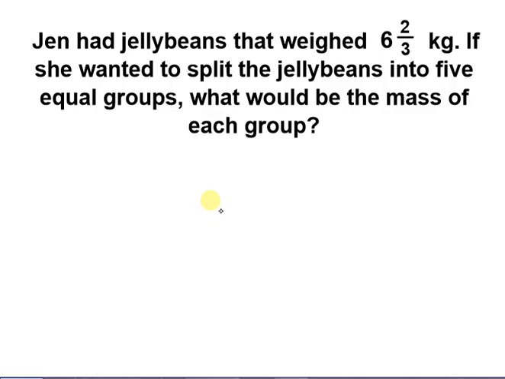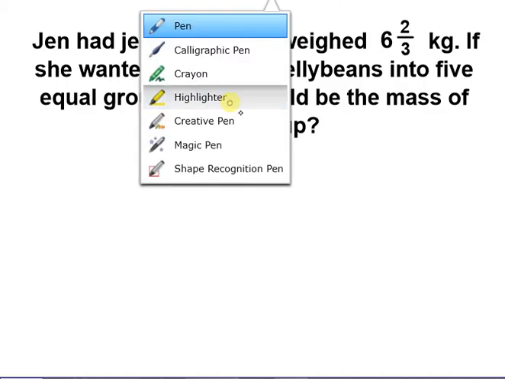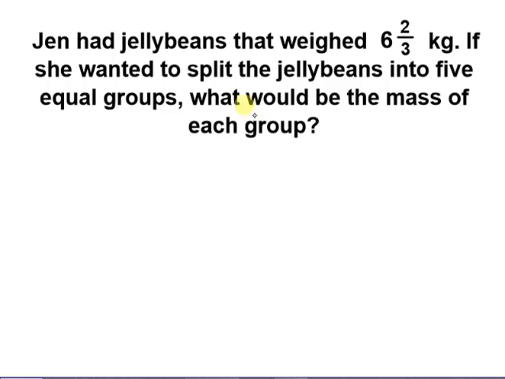All right, Jen has jelly beans that weighed 6 2/3 kilograms. If she wanted to split the jelly beans into 5 equal groups, what would be the mass of each group? So let me go ahead and get my highlighter here. So here's the question. What would be the mass of each group? And where are my keywords? I saw some keywords. Split the jelly beans into 5 equal groups. For sure, that is signaling some division.